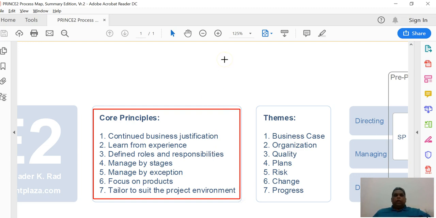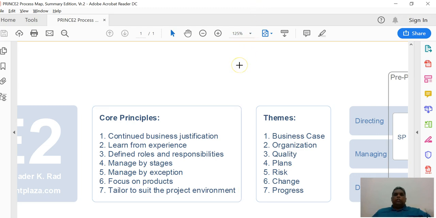By the way, PRINCE2 makes it categorically clear that if any project does not use any of the seven principles of this particular methodology, it is not a PRINCE2 project. So let's focus on these seven principles.